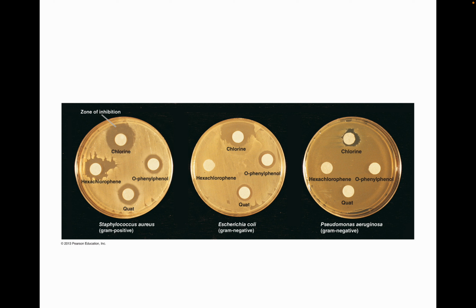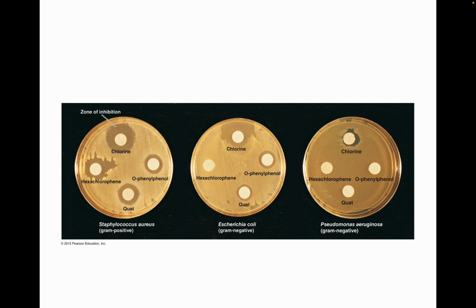So you see chlorine at 12 o'clock on each of the plates. And you'll notice around chlorine, there's a clear area. And that's called the zone of inhibition. Basically, that clear zone is where there's media, but no bacteria are living there. So chlorine is a pretty good biocide for these bacteria.